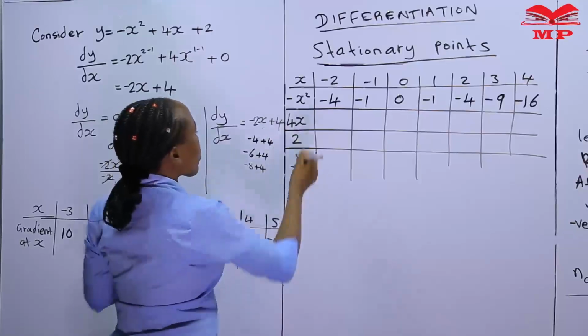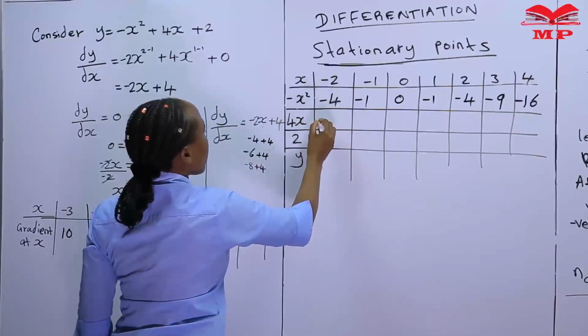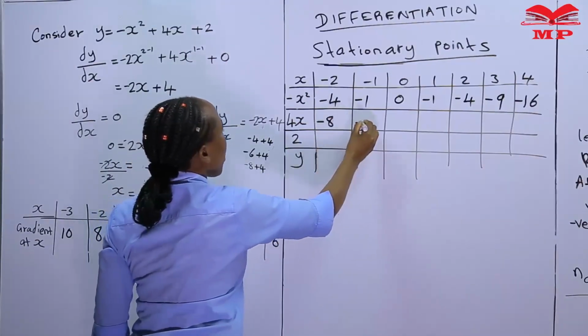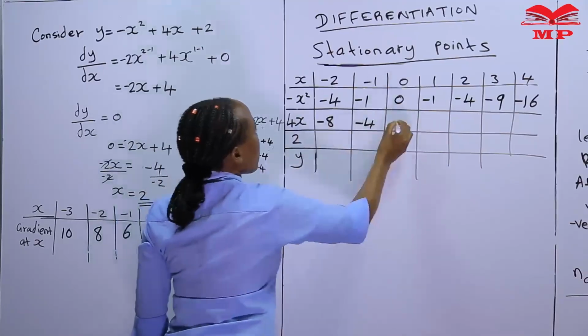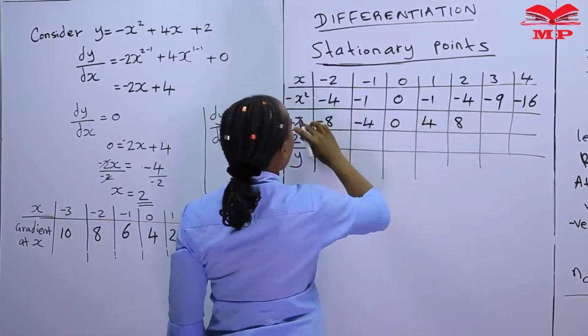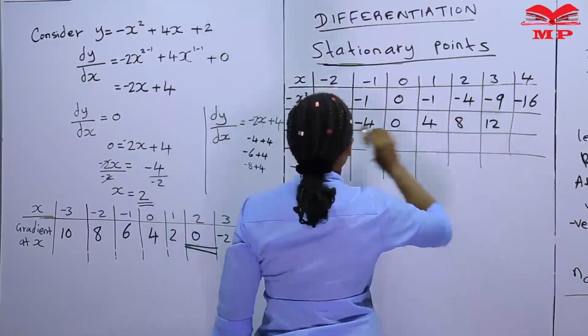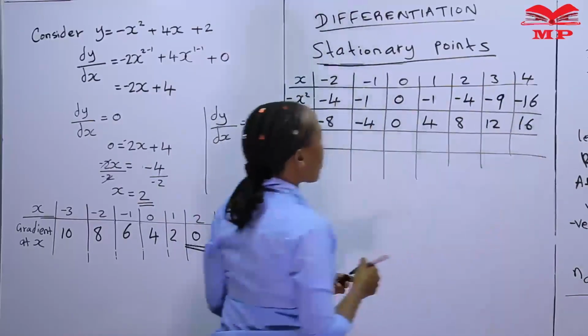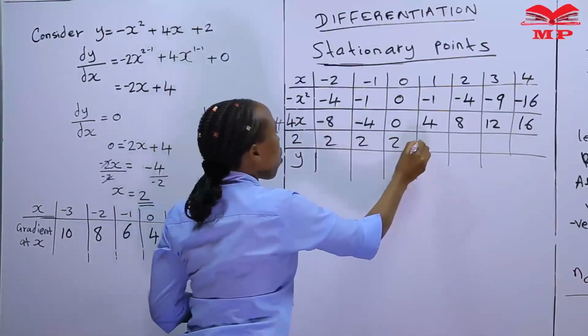Then we have 4x. Here we have 4 times negative 2, that is negative 8. 4 times negative 1 is negative 4, 4 times 0 is 0, 4 times 1 is 4, 4 times 2 we have 8, times 3 we have 12, times 4 we have 16. Finally, we are adding 2 all through.